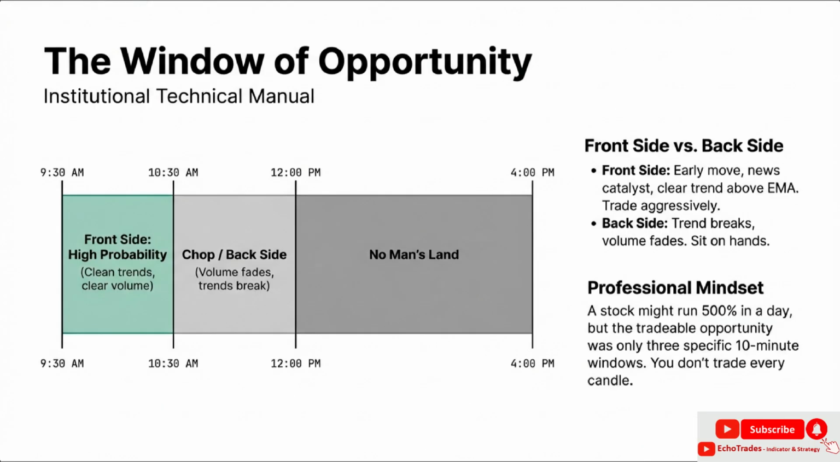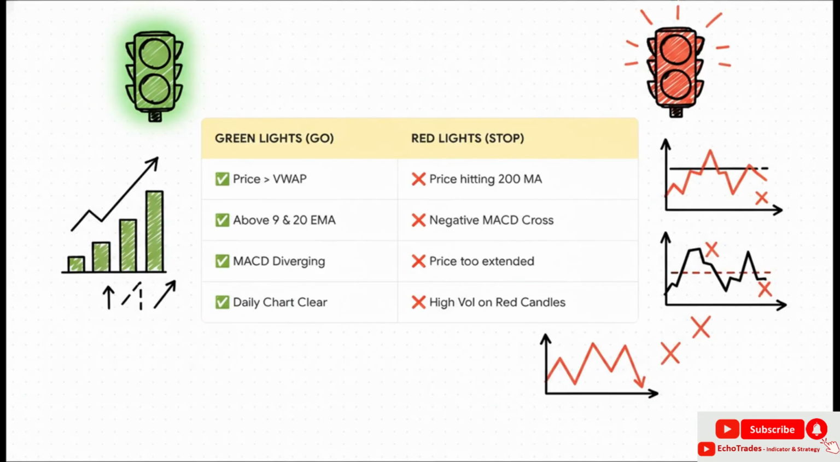They know a stock might move for hours, but the cleanest, strongest, highest probability trends, they usually happen in the first hour or so of the trading day. That's the window of opportunity. They focus their energy where they have the biggest edge. And here it is, the final takeaway.